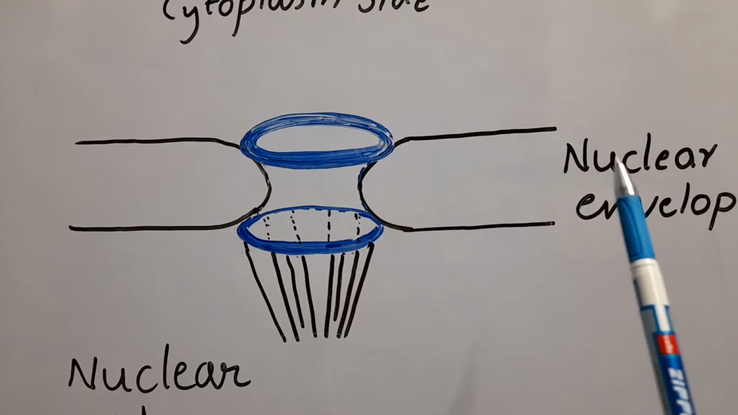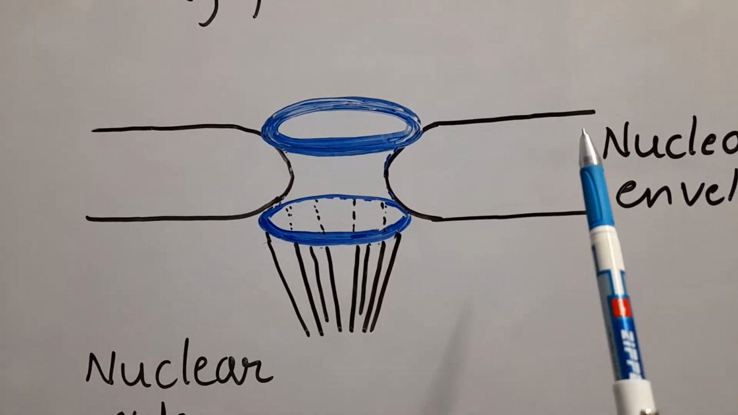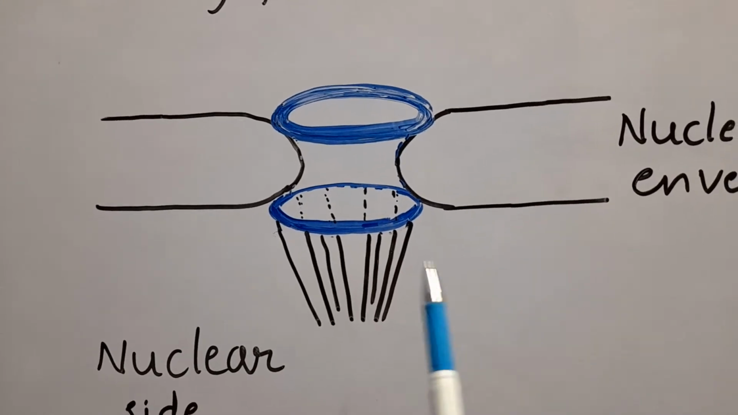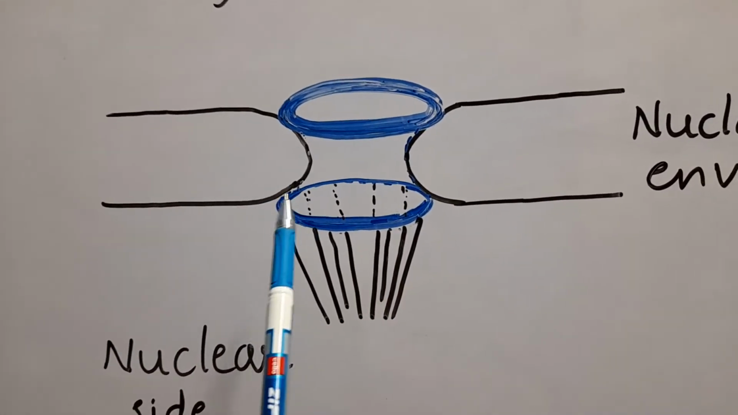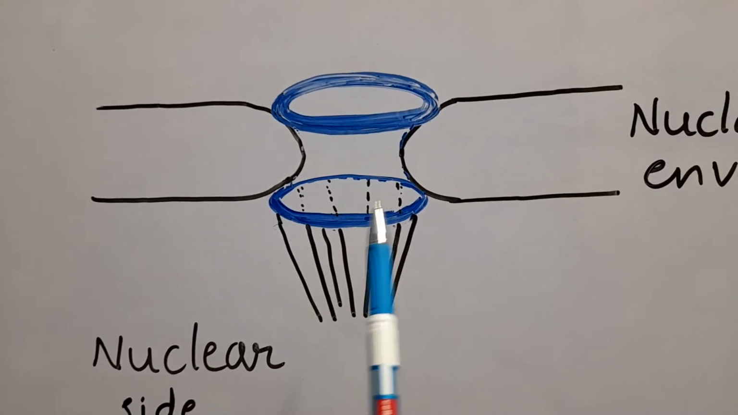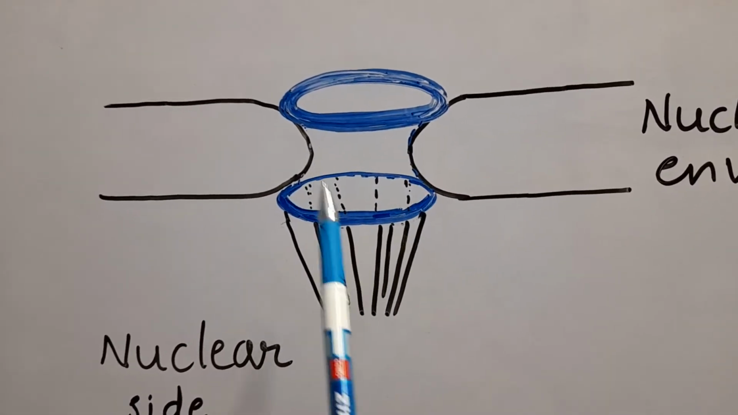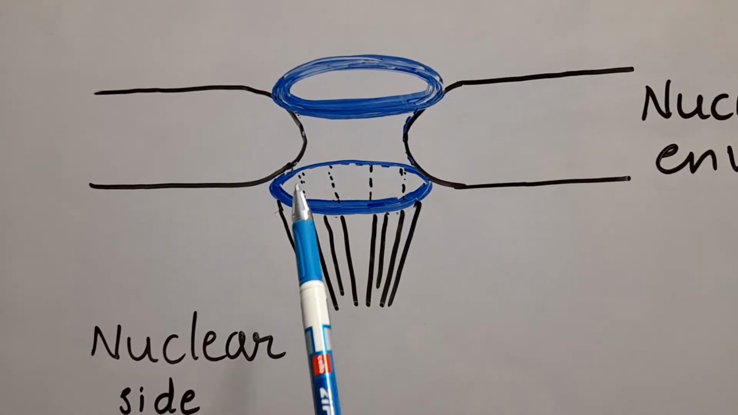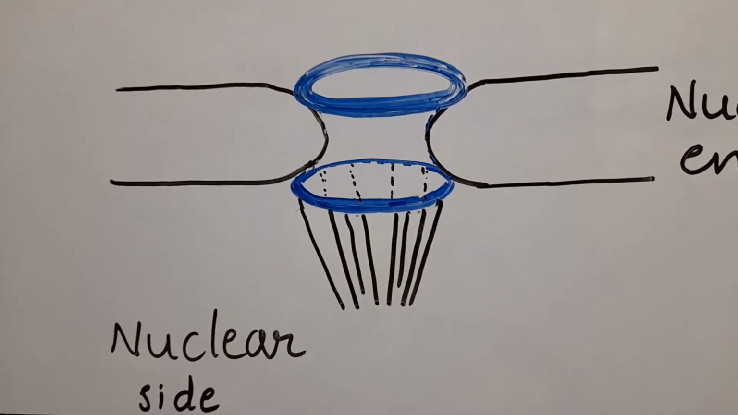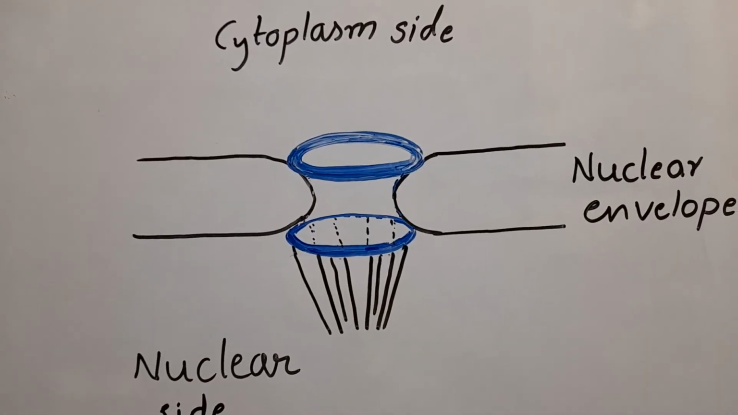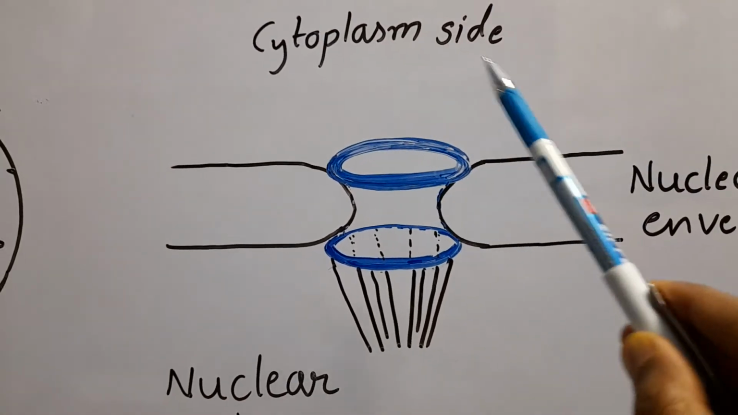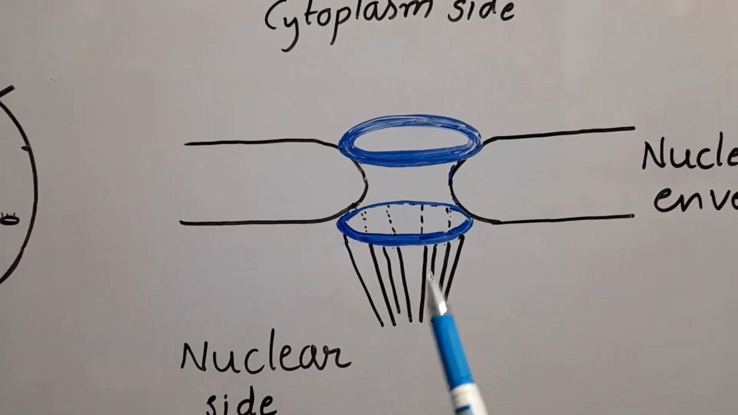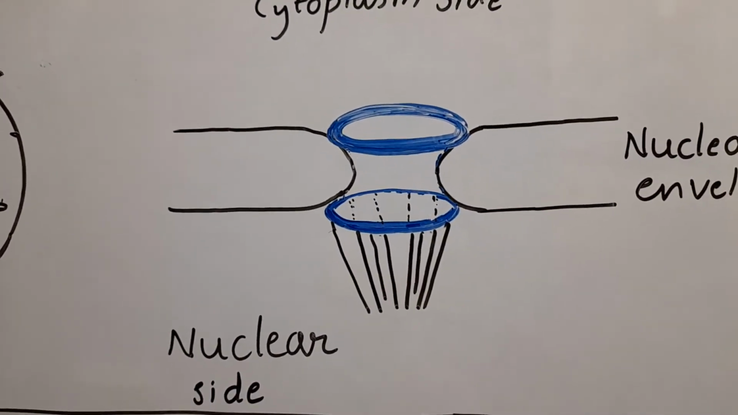Here is the side view: the nuclear envelope, outer nuclear membrane and inner nuclear membrane. This is also the outer nuclear membrane and inner nuclear membrane. So in this pore structure, outer ring and inner ring protein complexes are present. Here it is outside the nuclear envelope, the cytoplasm side, and inside, towards the nucleus, is the nuclear side.